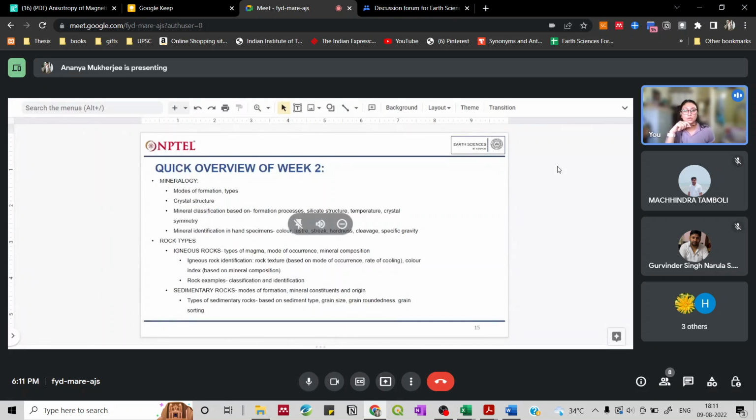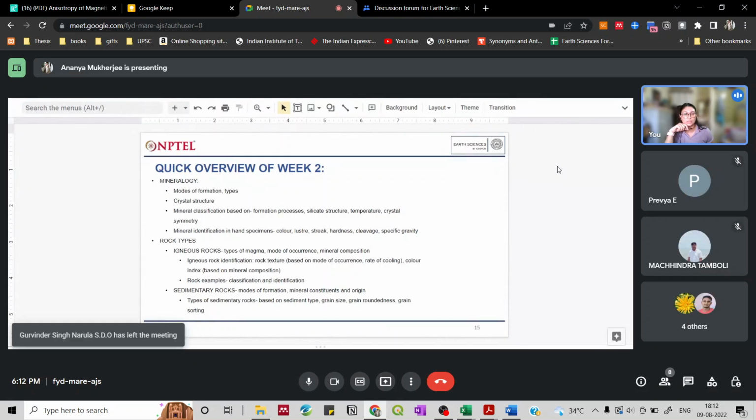And then you have the different rock types. The rock types that have been taught to you in the second week are igneous rocks and an introduction to sedimentary rocks. Igneous rocks we classify as per the magma origin, their mode of occurrence, and the mineral composition that the rock is associated with. Then you have different identification properties: rock texture, the rate of cooling, color index, and also the mineral composition that is there in the rocks.